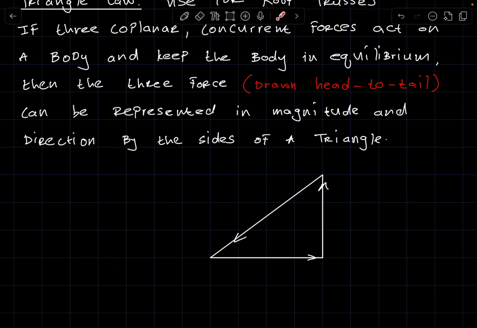And then if you have three forces but they are not in equilibrium, how we show that is by making sure that one of the forces is going in a direction that opposes the head to tail direction. So if you look here, this force and this force follow a head to tail direction, but this one goes in a direction that opposes head to tail. That means that these forces are not in equilibrium.